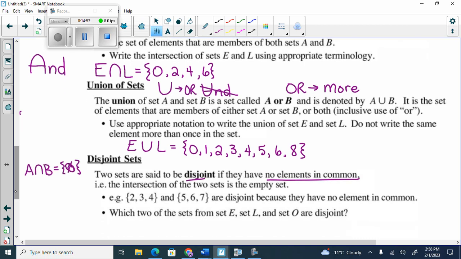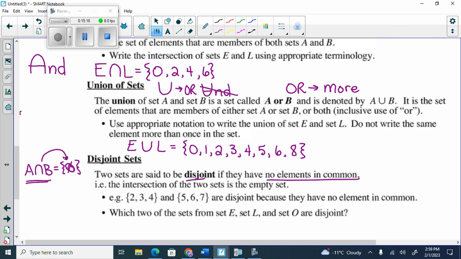So these two sets here, this set is 2, 3, 4. This set is 5, 6, 7. They're disjoint because they have nothing in common. No number overlaps. Okay? And you can prove disjoint by proving the intersection results in an empty set. If the intersection results in an empty set, the two sets are disjoint.